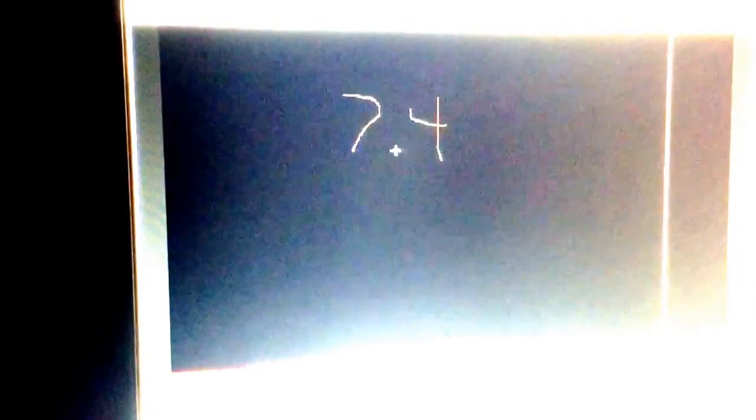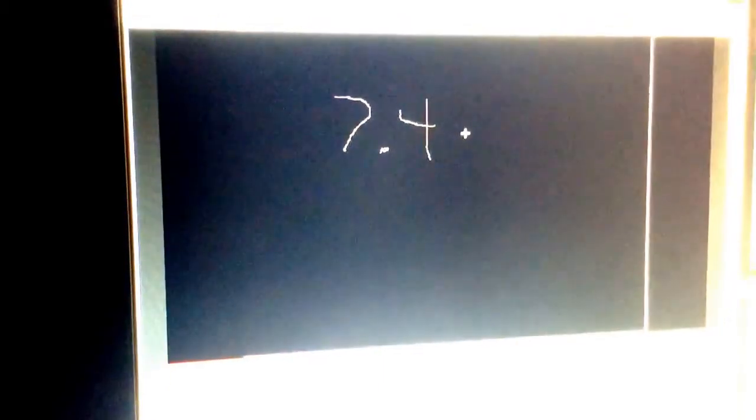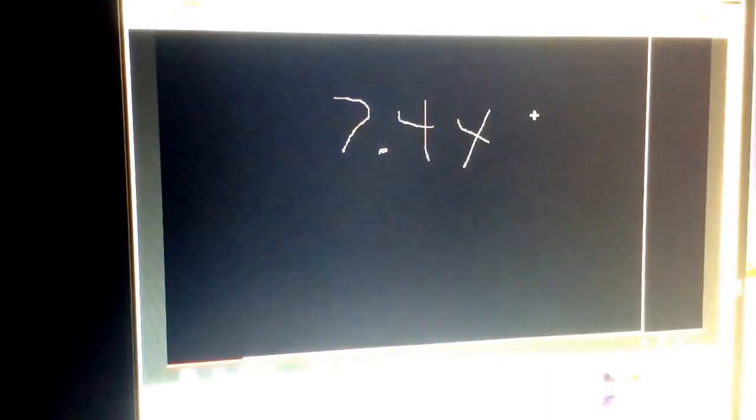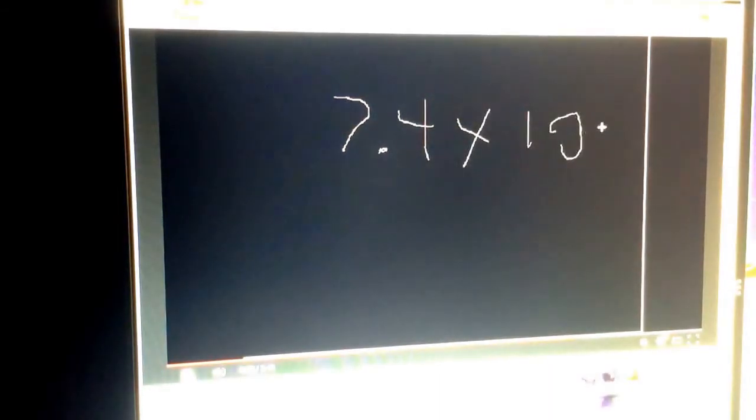Next we're going to be moving on to negatives. So we start off with 7.4 times 10 to the negative 4. So I'm going to write that out on the bottom.